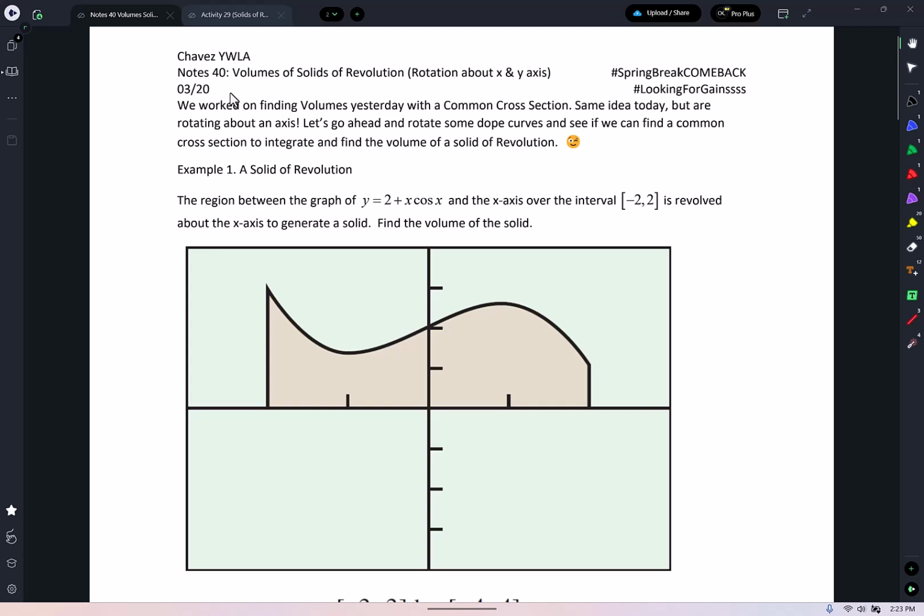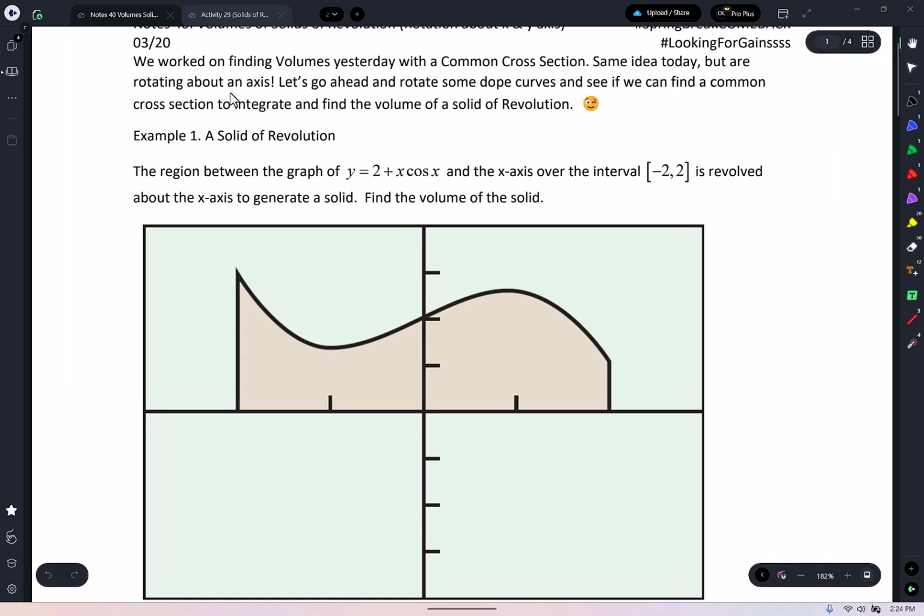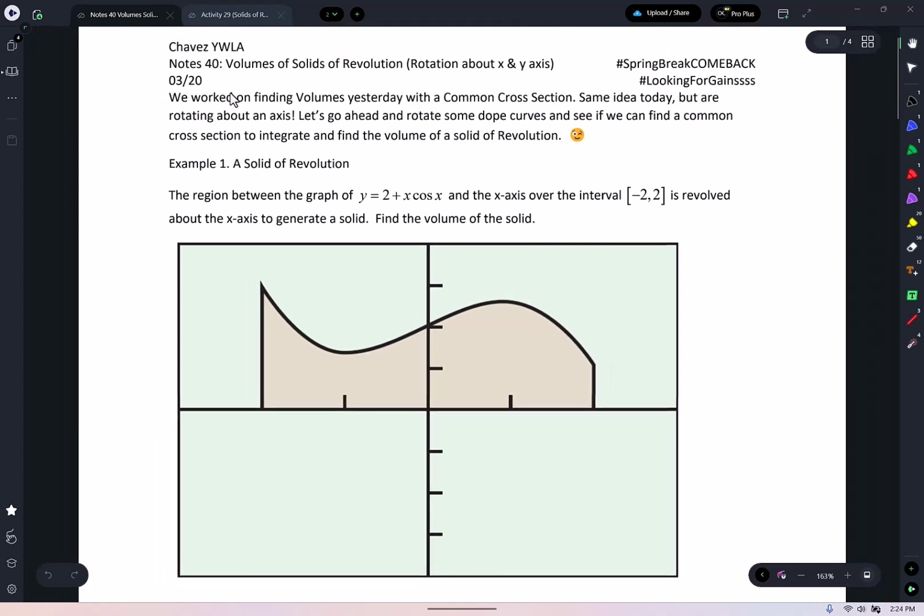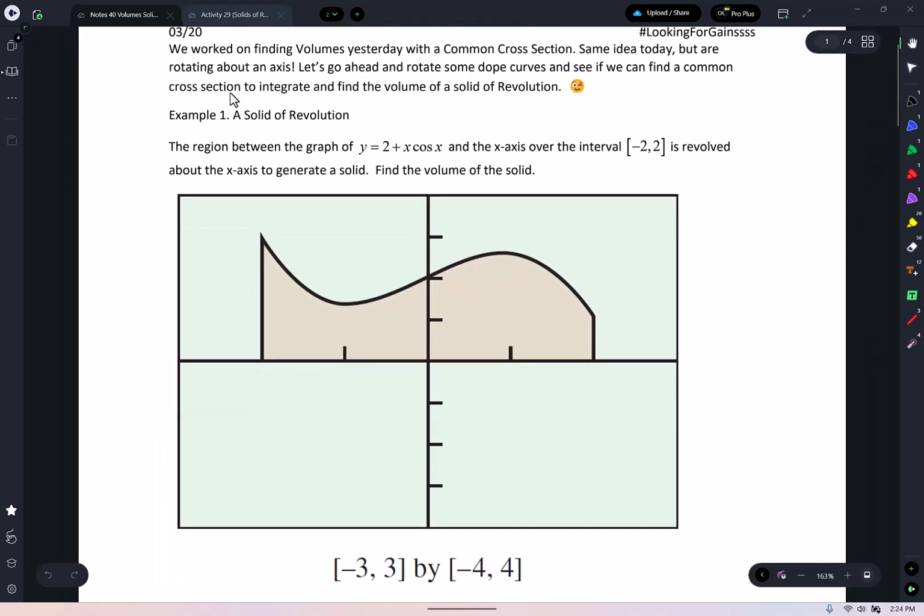And then tomorrow, when we see each other again, we'll start rotating about another axis besides the x and y axis. We'll keep it simple, either horizontal or vertical. We won't do diagonal rotations because we're not at that level. We'll let your professor at MIT deal with that. All right, so here we go.